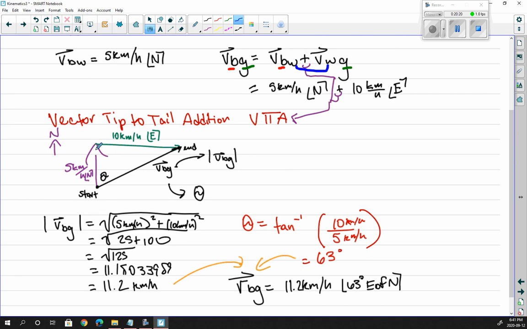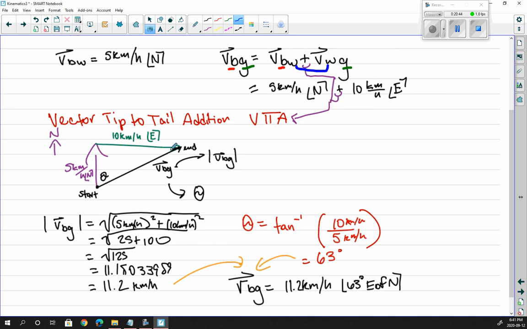What next? I want to add to that vector. How do I add to a vector? I go tip to tail. So the tip of the first vector must be connected to the tail of the second one. And I draw the second vector, which is the velocity of the water with respect to the ground. There it is, 10 kilometers per hour east. I draw that, and I call that the end point. Then I draw an arrow connecting the two.